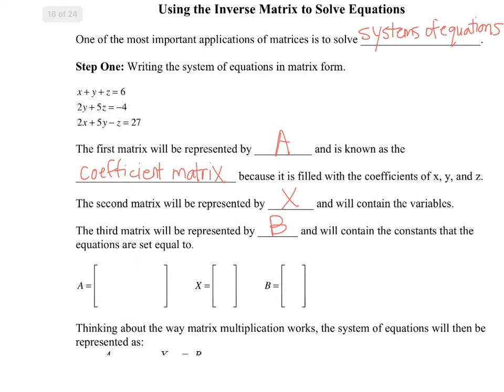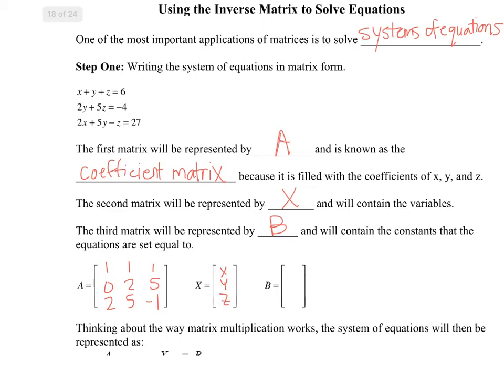coefficient of z. So the first one is 1x plus 1y plus 1z, so it'll be 1, 1, 1. Then we have no x's at all, so that's 0, 2, 5. And then we have 2, 5, negative 1. You have to be very careful and make sure you take the negative signs along. The variables are x, y, and z.